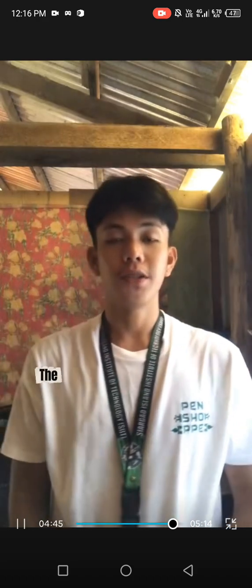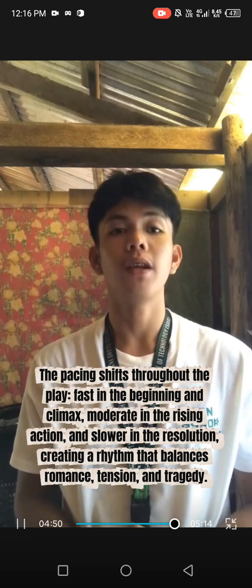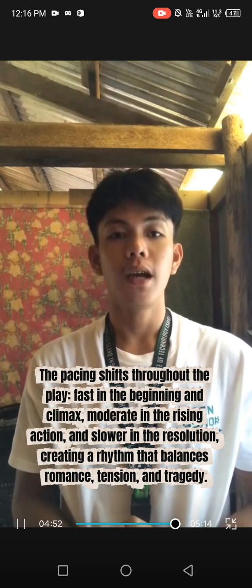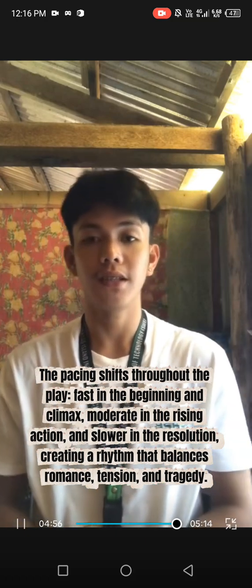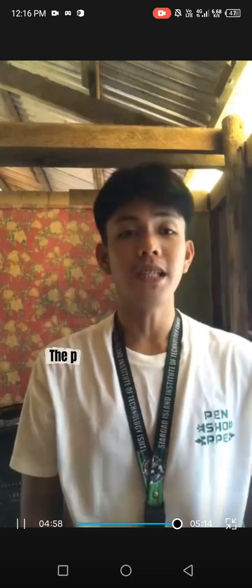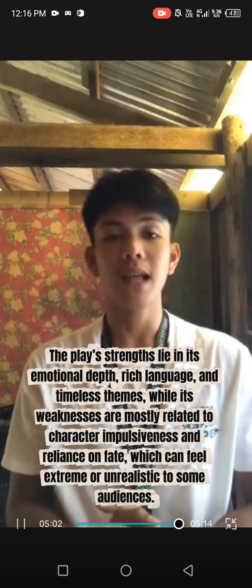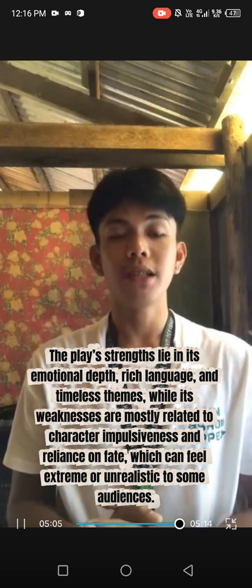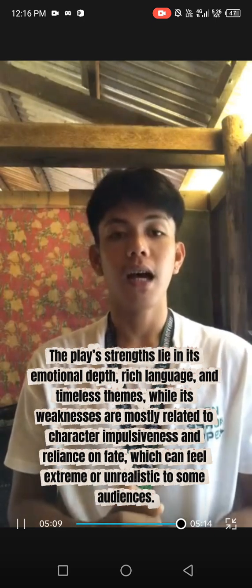Pacing of the story. Pacing shifts throughout the play: fast in the beginning and the climax, moderate in the rising action, slower in the resolution, creating a rhythm that balances romance, tension, and tragedy. Strengths and weaknesses. Strengths lie in the emotional depth, rich language, and timeless themes, while its weaknesses are mostly related to character impulsiveness and reliance on pity.